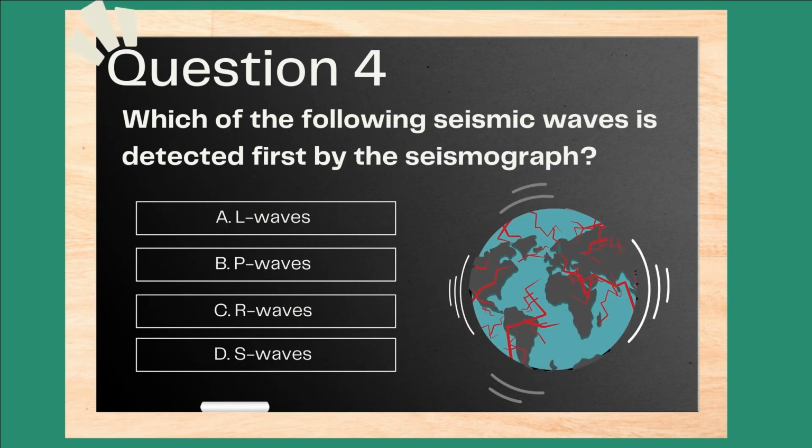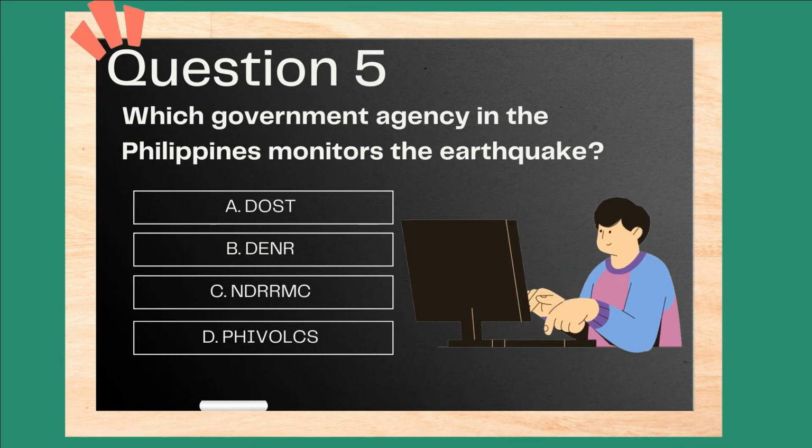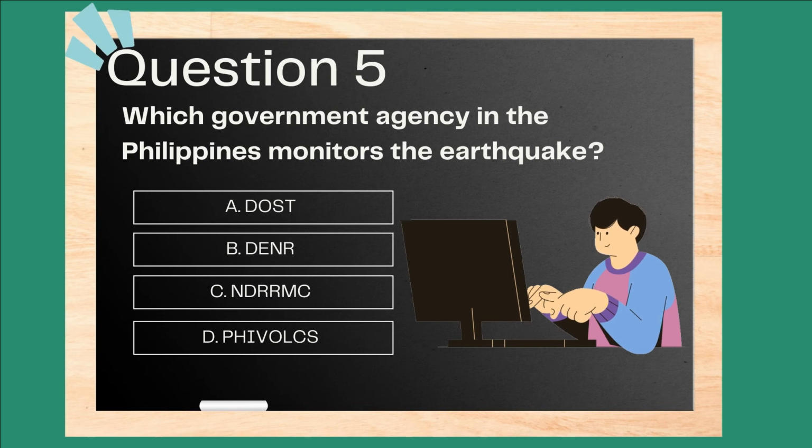Which of the following seismic waves is detected first by the seismograph? A. L waves, B. P waves, C. R waves, or D. S waves? Which government agency in the Philippines monitors the earthquake? A. DOST, B. DENR, C. NDRRMC, or D. PBOX?